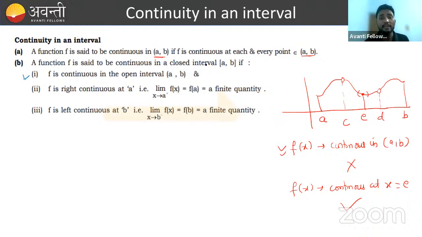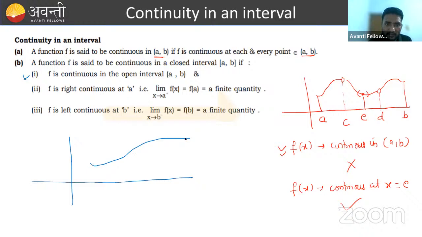Okay, so we have taken a closed interval, so A and B are also included. Here you can see the graph. If I am taking A and B also, in between I have checked all the points, and it is continuous. But what about A? And what about B? Both are included now, so that exception I was talking about is there.